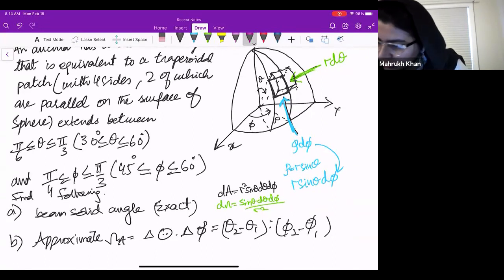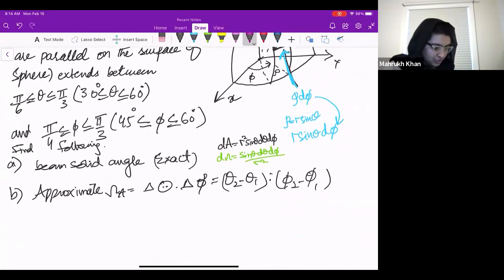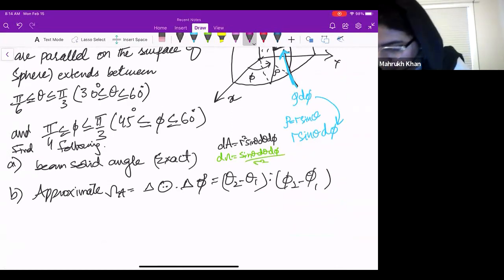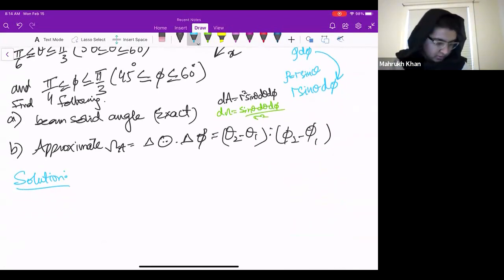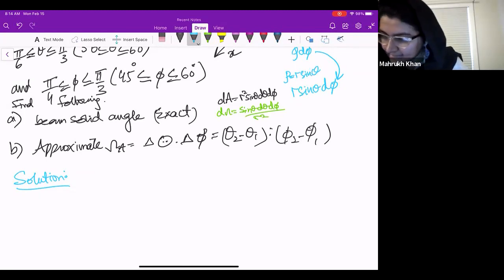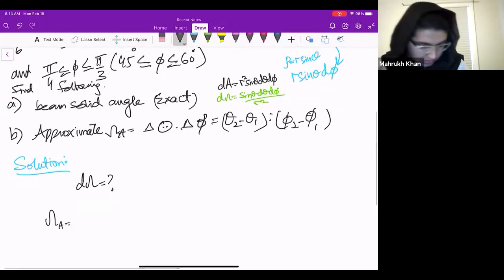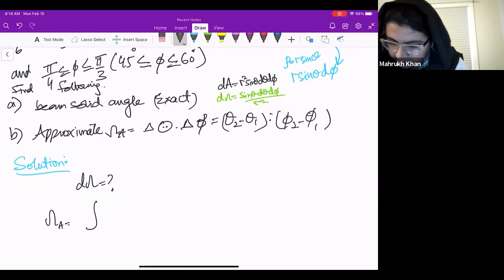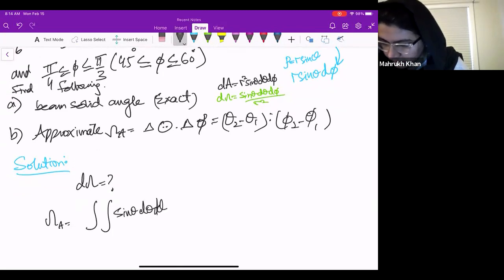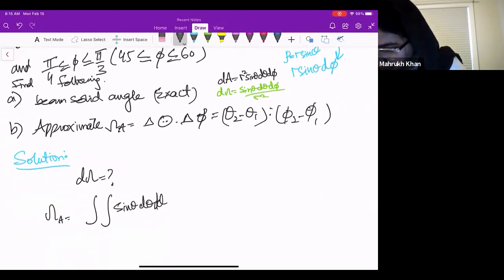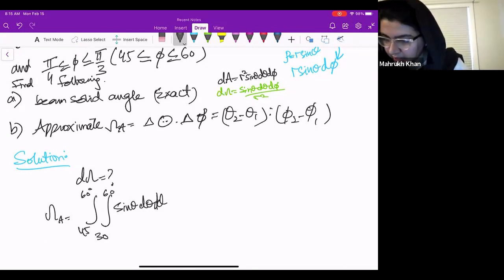Okay, so now let's solve this question. This question is about beam solid angle, 2D change. So first we want to see the solid angle. Okay, so we want to know the beam solid angle, which will be, in this case, if we integrate it, d phi, changing from 30 degrees to 60 degrees, and 45 degrees to 60 degrees. So d theta and d phi.